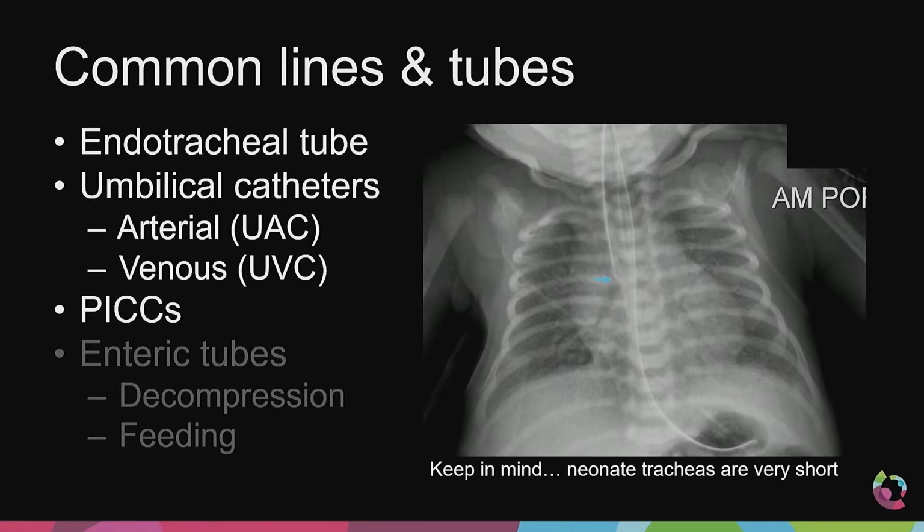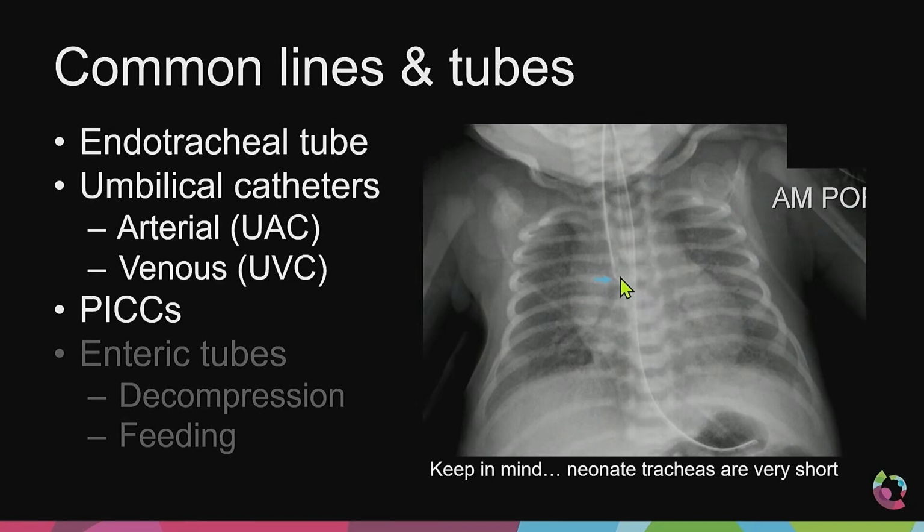Lines and tubes that we commonly deal with in neonatal babies or neonates: endotracheal tubes. Obviously, many of these kids have lung abnormalities or underdeveloped lungs, so they're frequently intubated. Umbilical catheters are somewhat unique to infants in the neonatal ICU because they have patent vessels in the umbilicus that can be taken advantage of to get both arterial and venous access. And then once they start shifting over from umbilical catheters to PICCs, those become important as well.